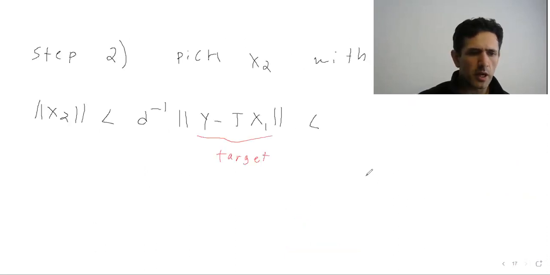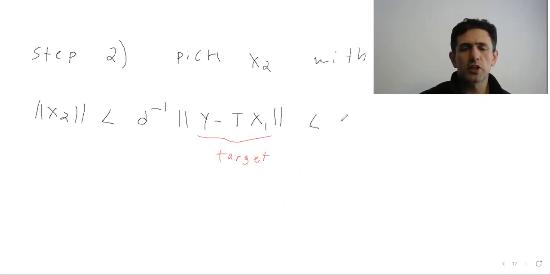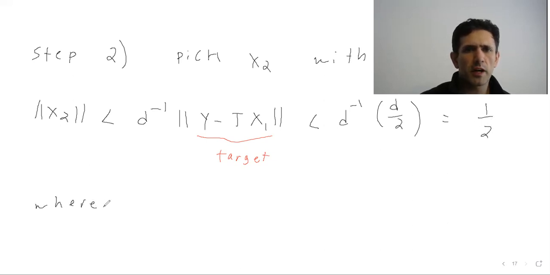Sorry, I don't want 1/2, I want d over 2. I can pick my tolerance to be anything I want. I want it to be d over 2. That doesn't really matter all that much, but for consistency it makes it a little cleaner. So this is going to be d to the minus 1, d over 2. And this is what the book does. So that's 1/2. I haven't specified my new tolerance yet, and I can pick it to be as small as I please.